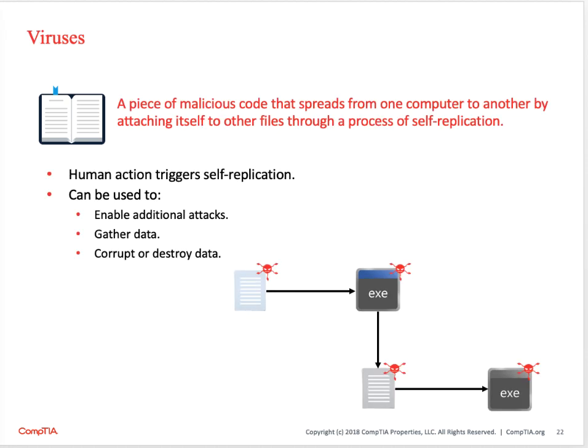All right, viruses. A virus is a piece of malicious code that's going to spread from one computer to another by attaching itself to other files and through a process of self-replication. The self-replication is not going to start until there's some sort of human activity that's going to spread the virus. So maybe we're going to open an infected email attachment, or something of that nature, right? The code in a virus executes when that file is opened. So maybe we click on an exe or something like that, right?